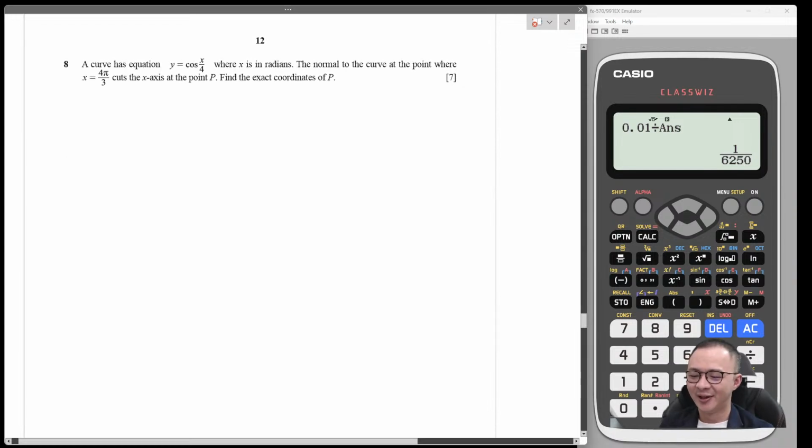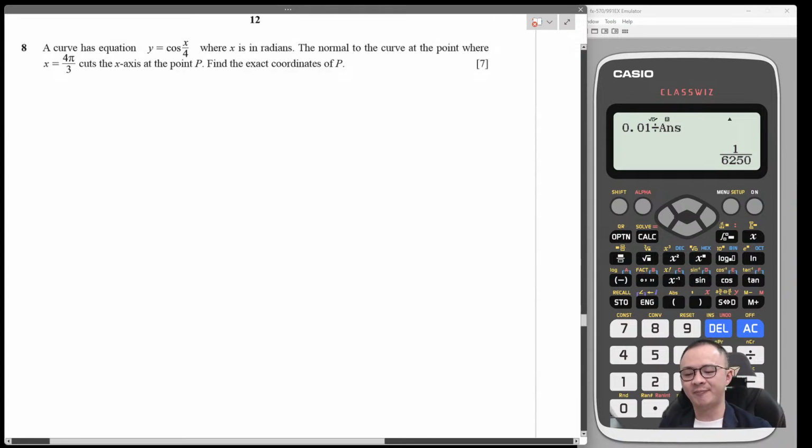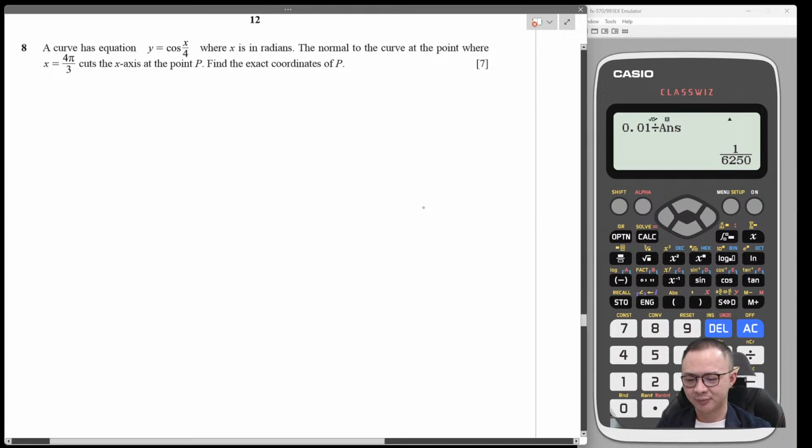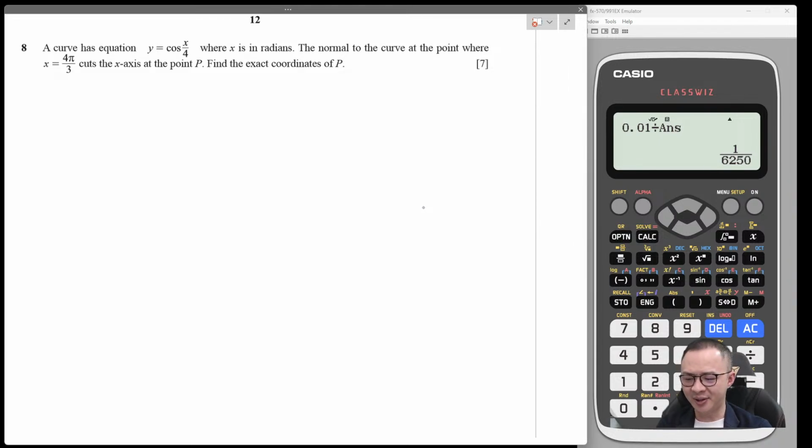Let's do it. Okay, we have some cos x. The normal of the curve at a point where x equals 4 pi over 3 cuts the x-axis at the point P. Okay, cut the x-axis means y equals 0.